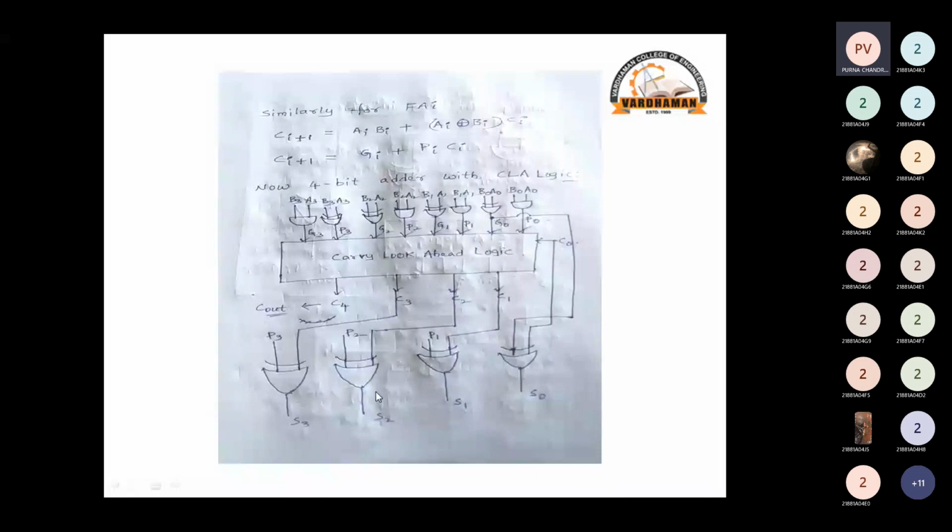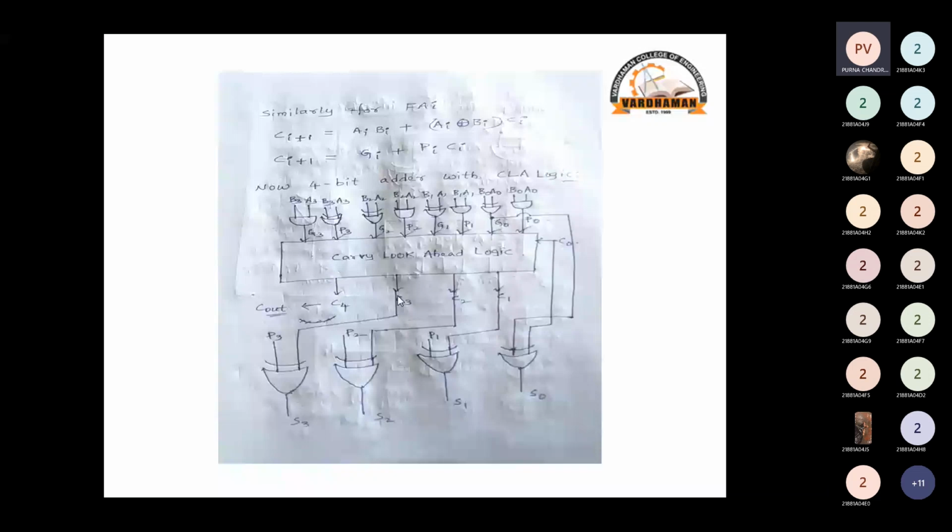What is S2? S2 is equal to P2 XOR C2. What is P2 here? P2 is nothing but A2 XOR B2. So now S2 is equal to A2 XOR B2 XOR C2. Similarly, S3 is equal to P3 XOR C3, where P3 is equal to A3 XOR B3. Finally, S3 is equal to A3 XOR B3 XOR C3. This is how we can perform the 4-bit addition by using carry look ahead logic.